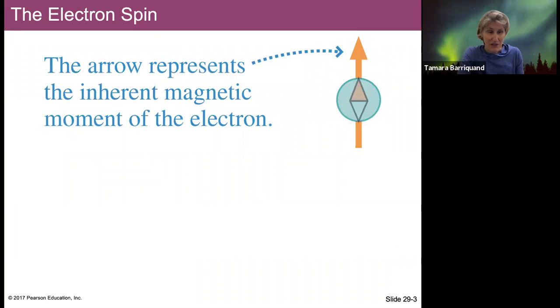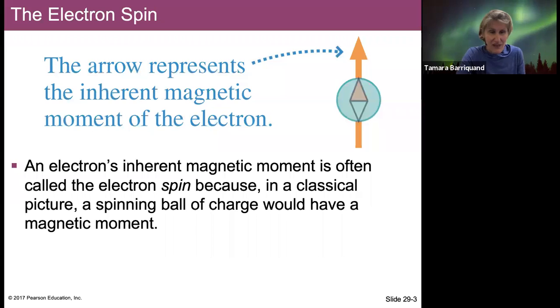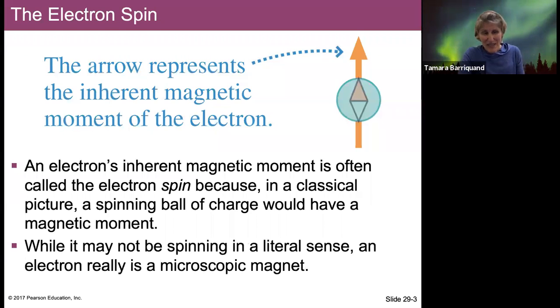This arrow here represents the inherent magnetic moment of the electron. If the electron is spinning, it has an inherent magnetic moment. An electron's inherent magnetic moment is often called the electron spin because in a classical picture, a spinning ball of charge would have a magnetic moment. While it may not be spinning in a literal sense, an electron really is a microscopic magnet.